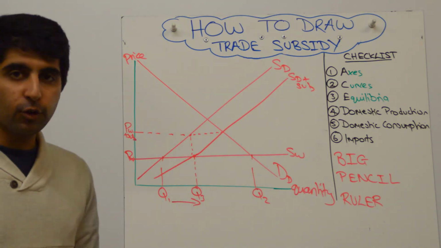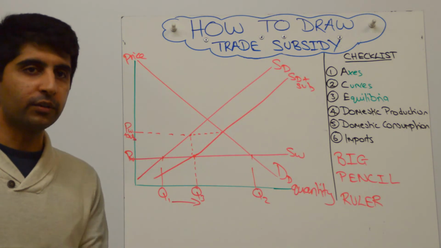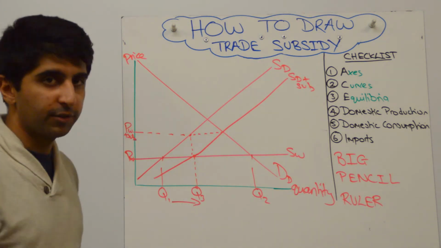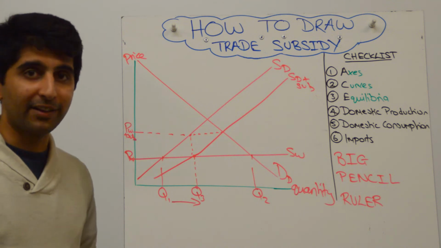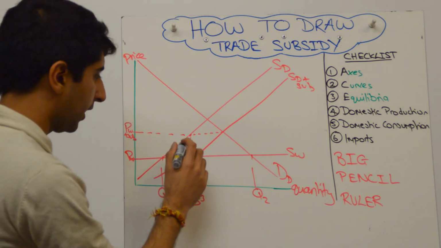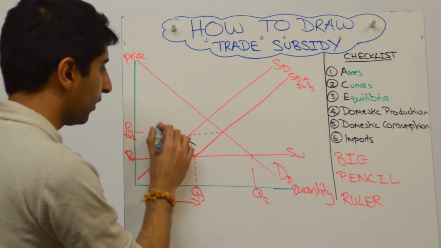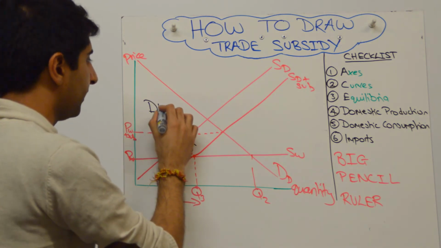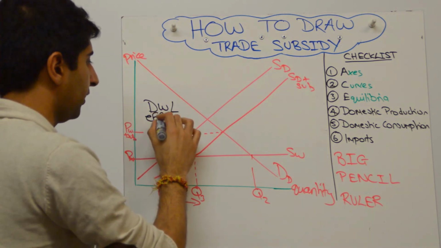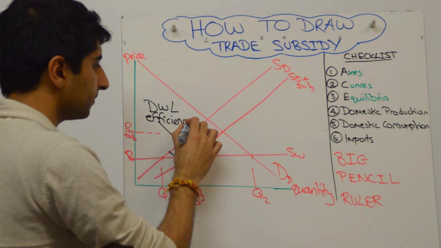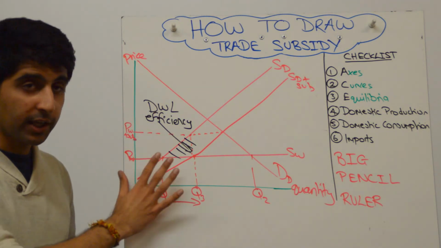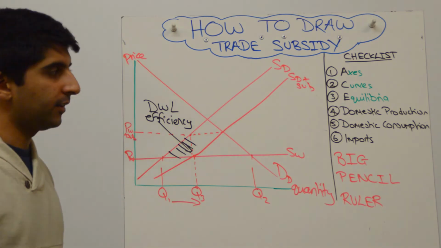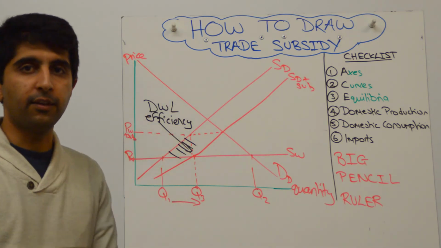The last thing we need to do is to show the deadweight loss of efficiency as a result of domestic producers producing those extra units even though they don't have the advantage in producing them. And that deadweight loss is this black triangle here. Okay, so that is the deadweight loss of efficiency, you can call it that. Alright? And that is the trade subsidy diagram complete. Tricky, so it requires your practice and you making sure you can construct it in the same way that I did.